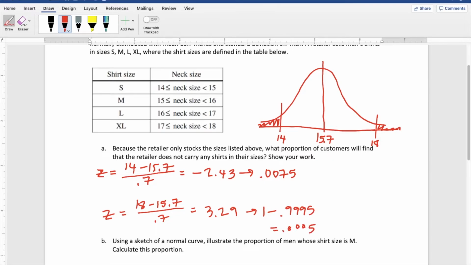So the probability of someone having a neck size less than 14 inches is 0.0075. Probability that a man would have a neck size over 18 is 0.0005. To get the overall portion of people who don't have shirts in their size, we're going to add those two together, which is 0.008. So 0.8% of men will not find a shirt in their size, which is not bad.